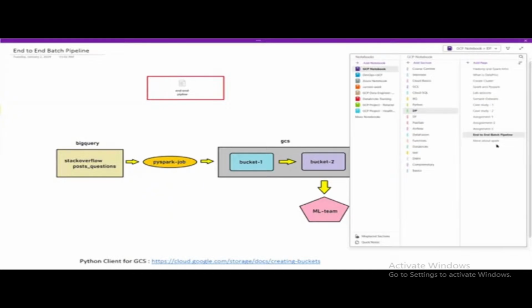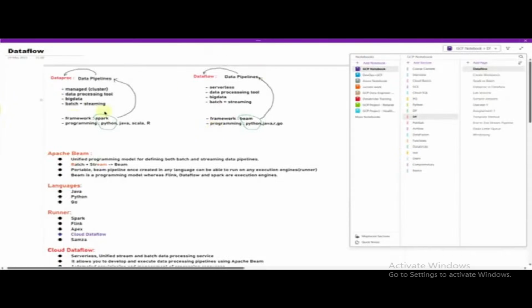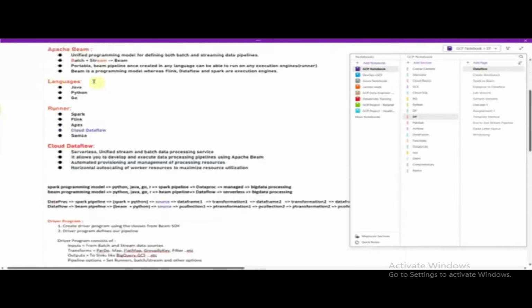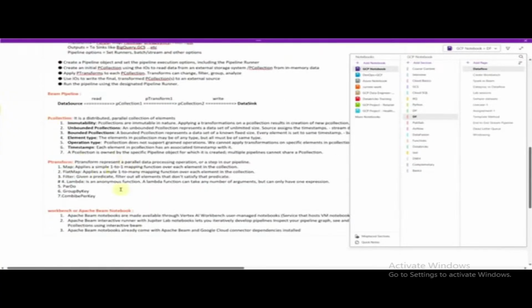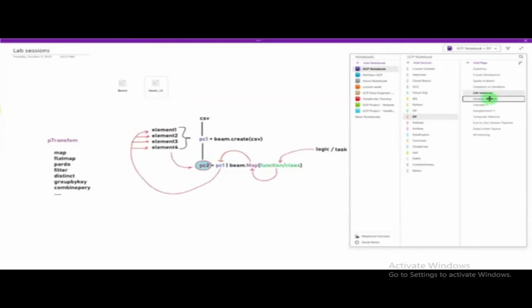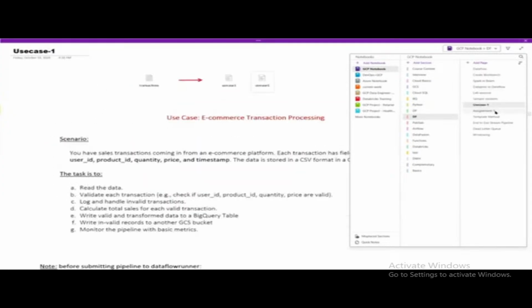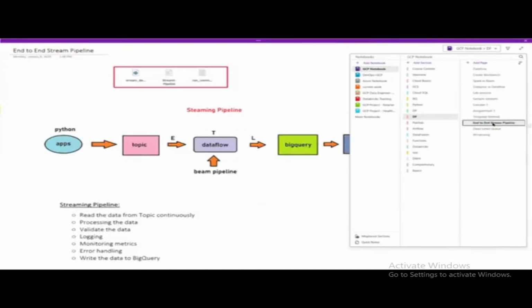Yeah. And the next thing, Dataflow. What is Dataflow? How is it different from Dataproc? What is Apache Beam? Languages and everything. How do we create a Beam pipeline, and what is PCollection? What is PTransform? Create a workbench and lab sessions. Sample data sets, use case 1, assignment 1, template method of creating the pipelines, end-to-end streaming pipeline.